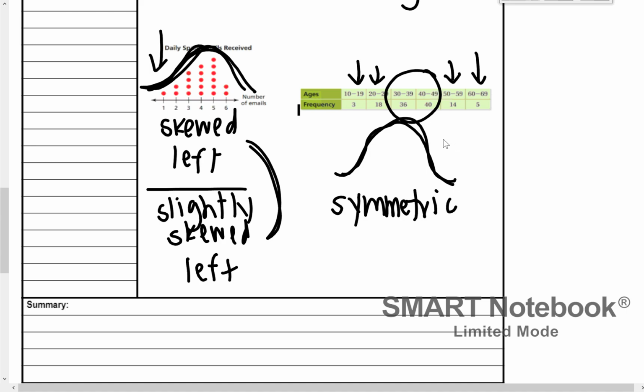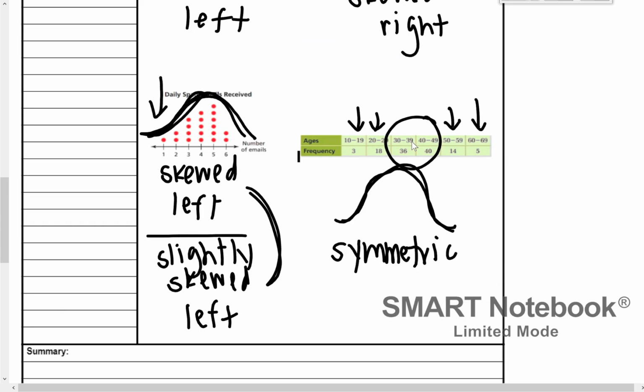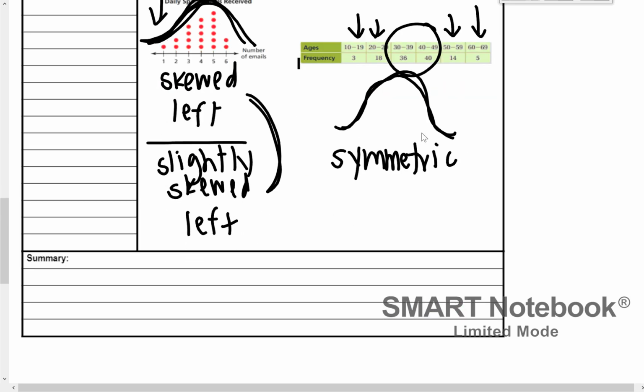And that's it. That's all for shapes of distribution. We'll talk about shapes of distribution with our box and whisker plots as well in our next lesson. But for now, this is all we got. Make sure you write that summary. Talk about what is skewed left, what is skewed right. Maybe talk about that tail. Talk about where the data is in that graph, if it's on the left, or if there's less information or data on the left, then it would be skewed left. All that good stuff.